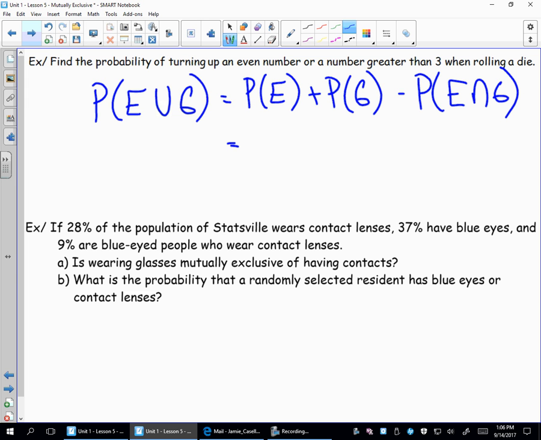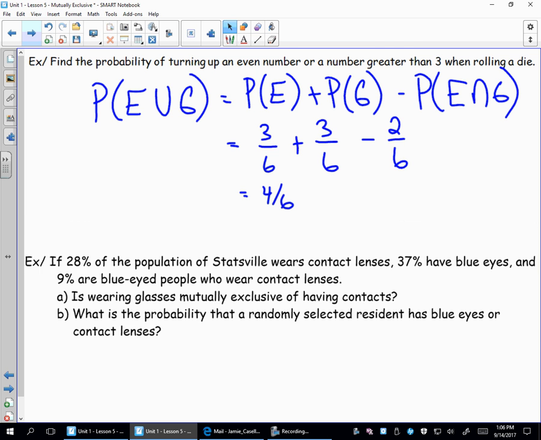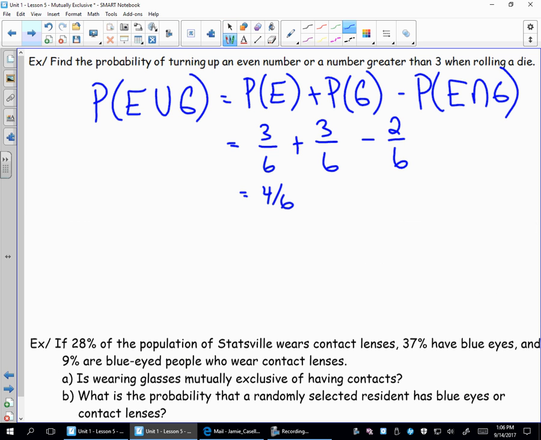So let's give this a try. How many even numbers are there? 2, 4, 6. So 3 of the 6. How many things greater than 3? Well, the numbers 4, 5, and 6. 3 out of 6. How many things are both even and greater than 3? The numbers 4 and 6. So the answer to this one, if I add them all up, 3 plus 3 minus 2 gives me 4 out of 6. Okay, now I did that without a Venn diagram, but I could have done it with the Venn diagram. So we'll take a look at that example in the Venn diagram format.